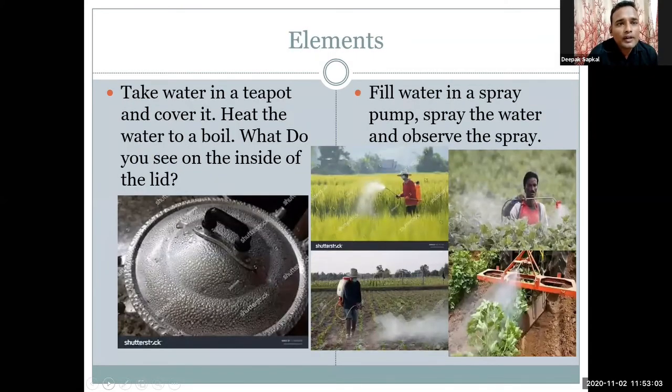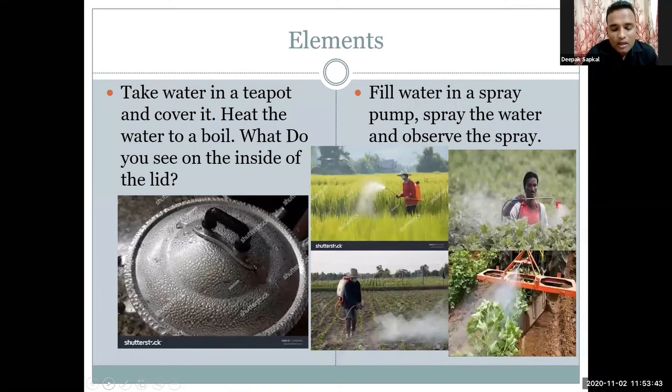Are you clear about this point? Now your next point is elements. What is called an element? Here you can see two pictures. Take water in a teapot and cover it. Heat the water to a boil. What do you see on the inside of the lid? There is a pot, that means utensils. Heat the water to a boil. What do you see inside the lid?